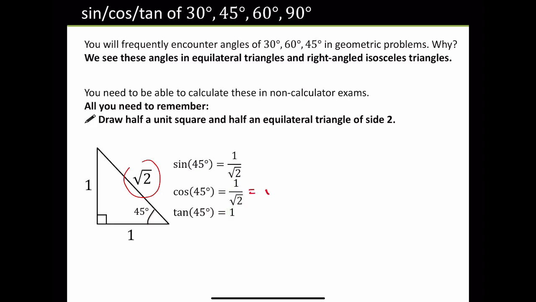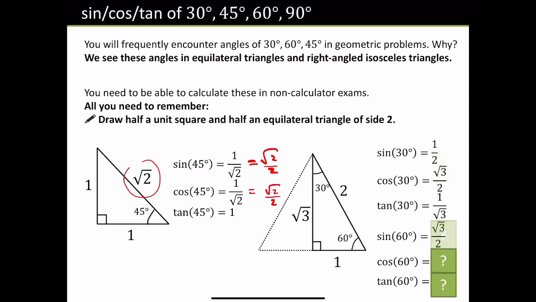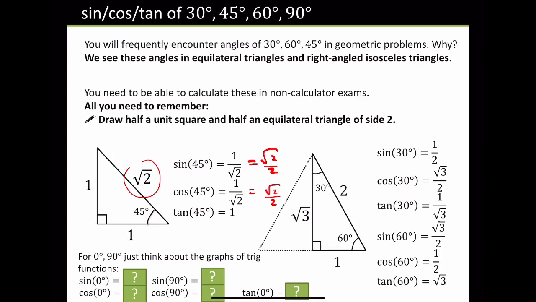Now remember, for these ones you probably see it like that because of the rationalised denominator. Same again for sin 30. So exactly what you've done pretty much in the last lesson. For 0 to 90, just think about the graphs of trig functions.